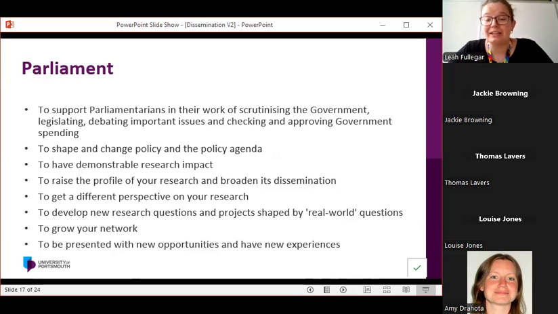Your research might be able to support parliamentarians to evaluate the work of government. So, for example, if we think about the recent contaminated blood scandal, considerable research will have been used to support the inquiry team to understand the implications of all the different aspects of that. Engaging with Parliament presents lots of opportunities to grow your network and engage with new opportunities that you might not have otherwise.